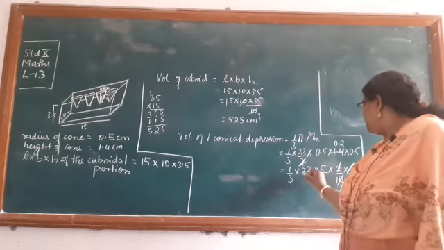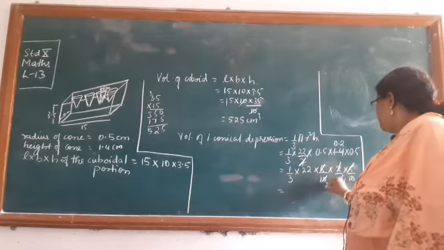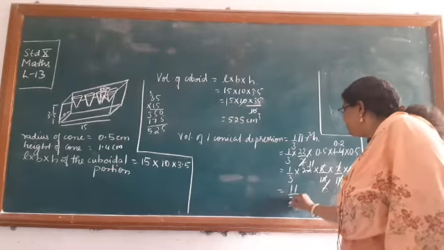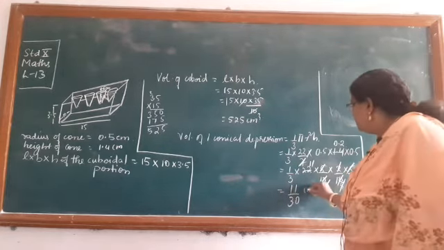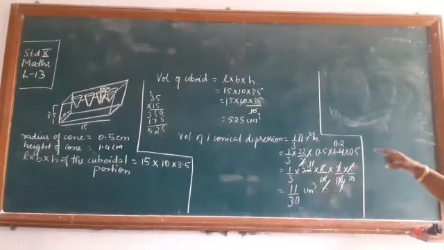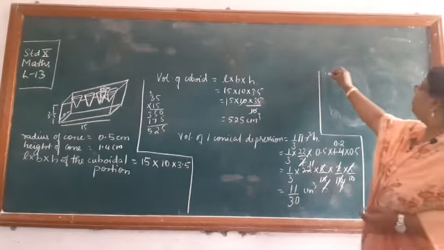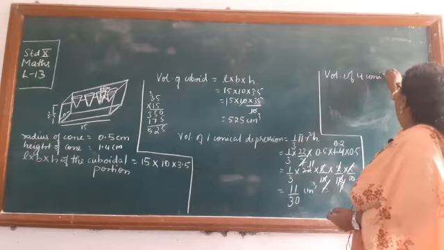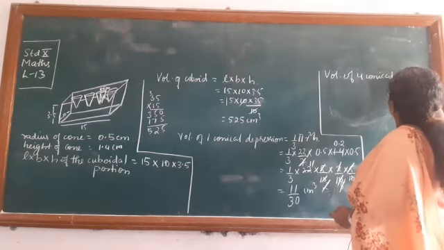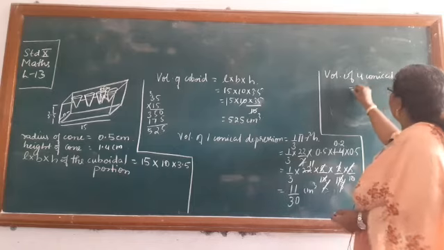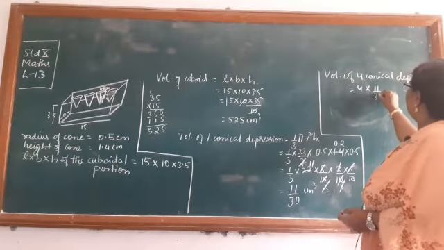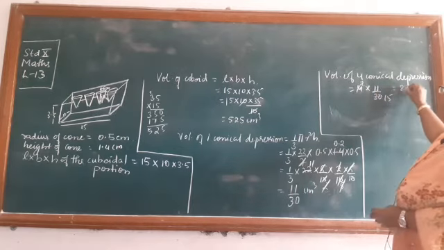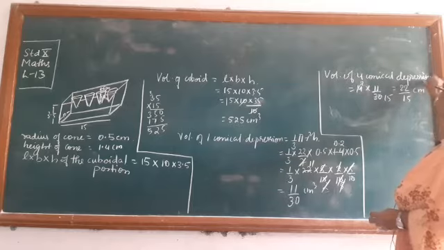Now what is remaining? 22 into 5. Again 5 ones are 5, 2s are 10, 2 ones are 2, 11s are 11. So what do we get? 11 by 30. So this is the volume of one conical depression. Now volume of 4 conical depressions will be equal to 4 into 11 by 30. So 2 2s are 4, 2 15s are 30, that becomes 22 by 15 centimeter cube.